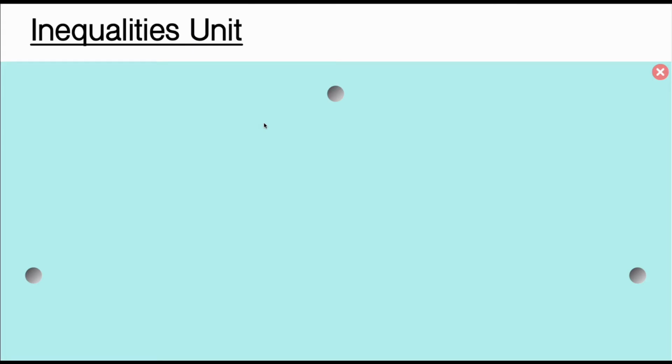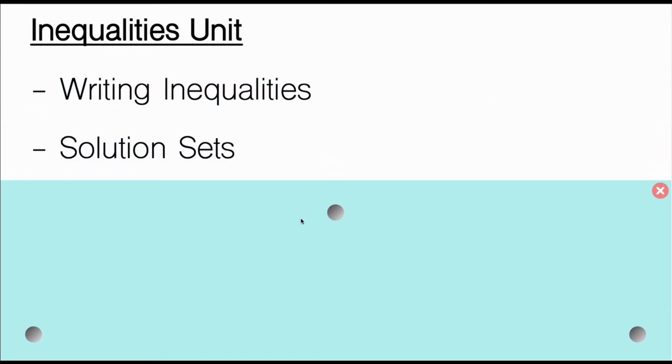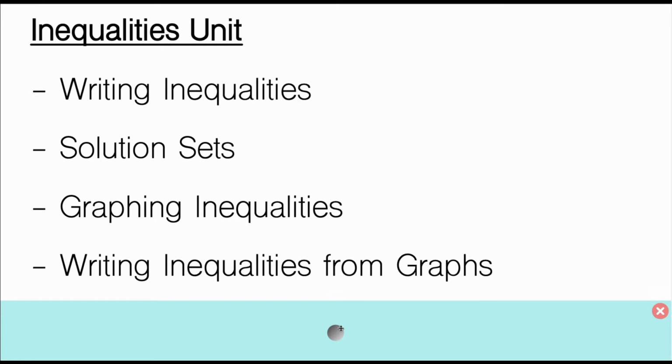Right, more inequalities. Here we go. We've looked at quite a bit so far, right? We've written inequalities. We've looked at solution sets because inequalities have more than one solution, right? They have basically an unlimited number of solutions. We've looked at how to graph the solution of an inequality, and we've also written inequalities from graphs.